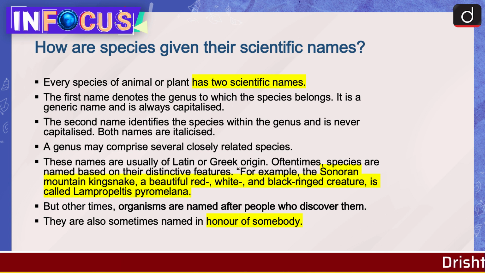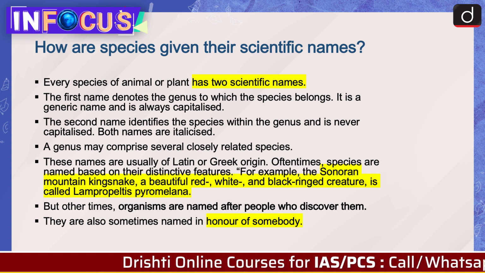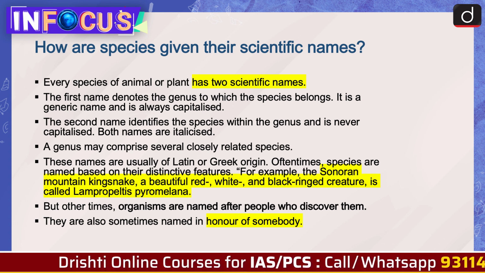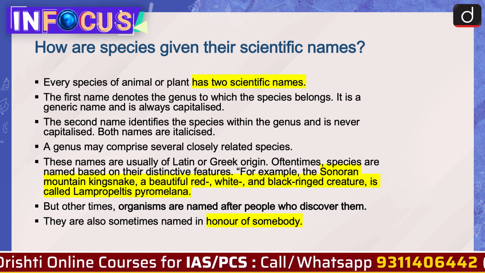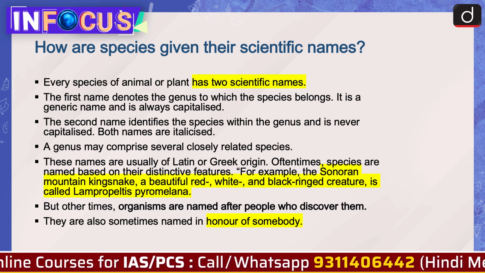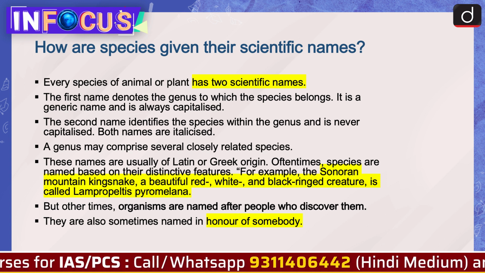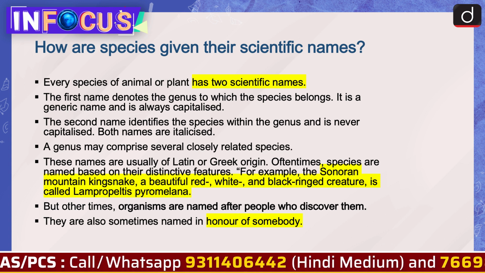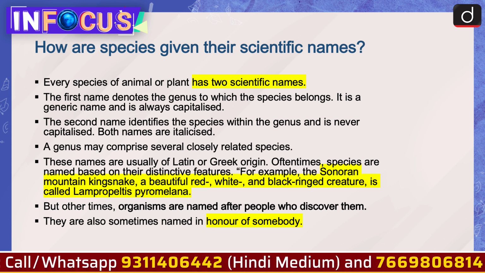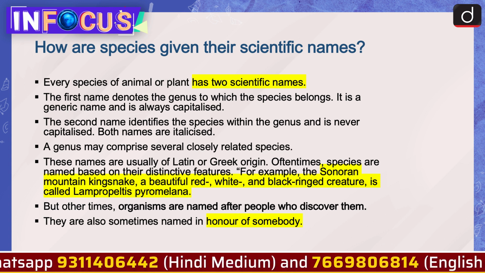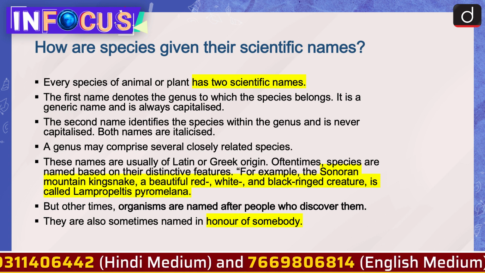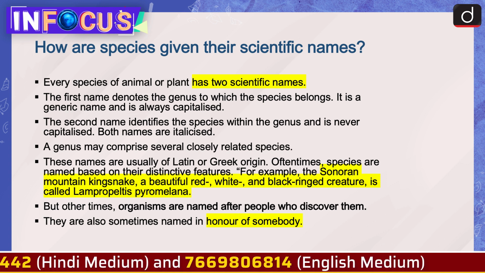Now let's understand how species are given their scientific names. Every species of animal or plant has two scientific names. The first name denotes the genus to which the species belongs. It is a generic name and is always capitalized. The second name identifies the species within the genus and is never capitalized. Both names are italicized. A genus may comprise several closely related species. These names are usually of Latin or Greek origin.